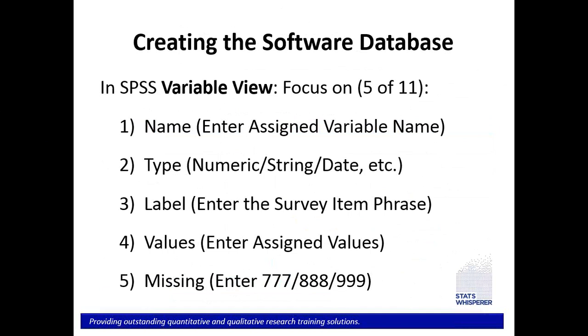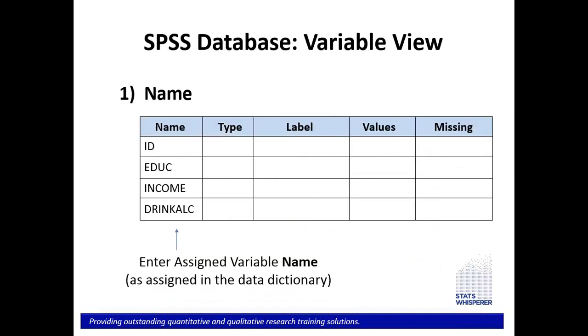The first column is name, right? That's where we give the name of the item. We gave each item a name in the data dictionary, so that's the first column. Then type, and we're going to go through these right now. Then 3 label, 4 values, and 5 missing. So we'll go through each of those in detail.